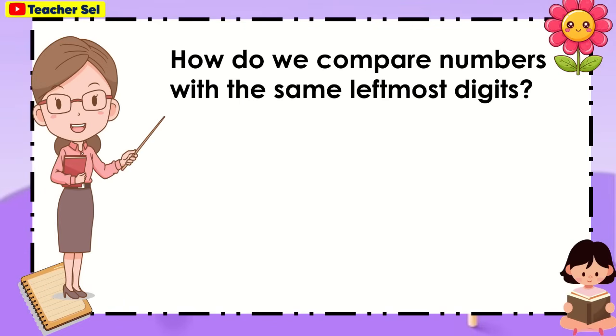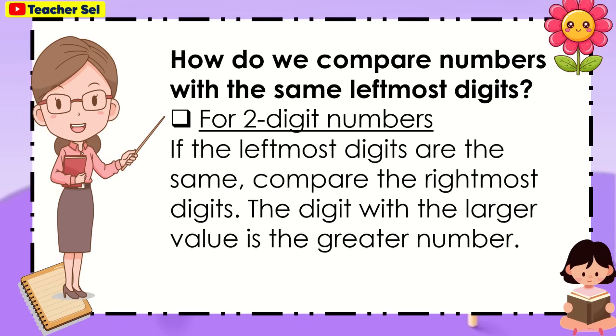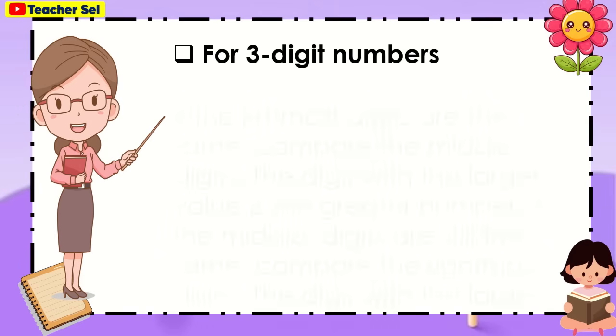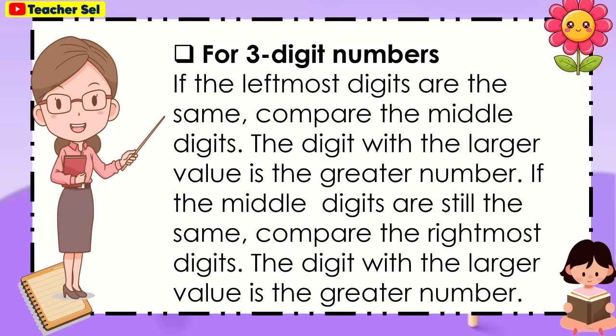How do we compare numbers with the same leftmost digits? For two-digit numbers, if the leftmost digits are the same, compare the rightmost digits. The digit with the larger value is the greater number. For three-digit numbers, if the leftmost digits are the same, compare the middle digits. The digit with the larger value is the greater number. If the middle digits are still the same, compare the rightmost digits. The digit with the larger value is the greater number.